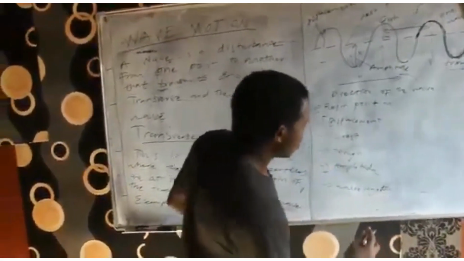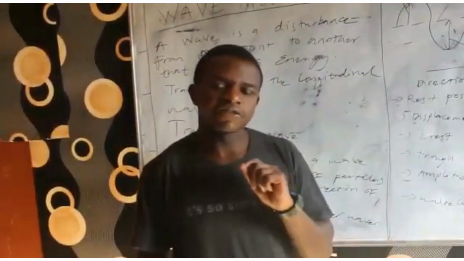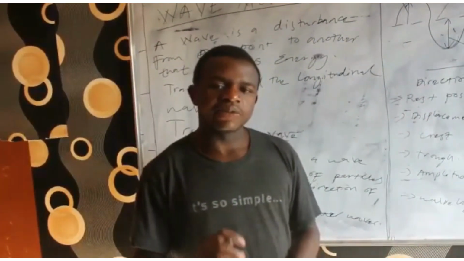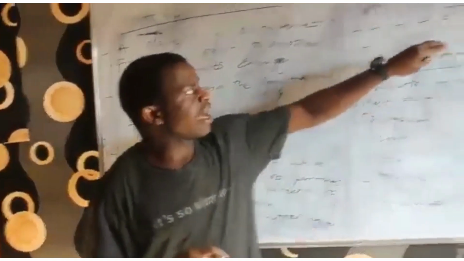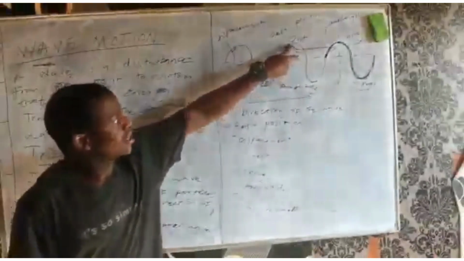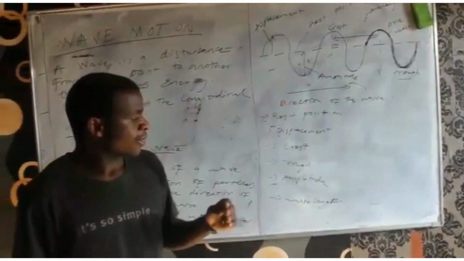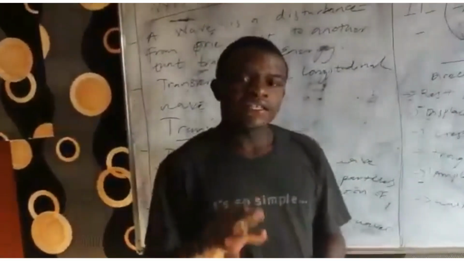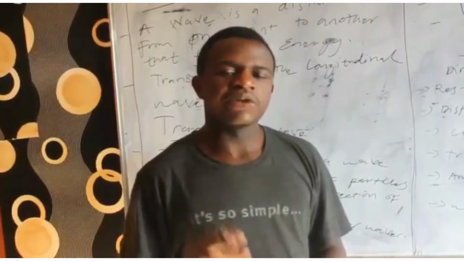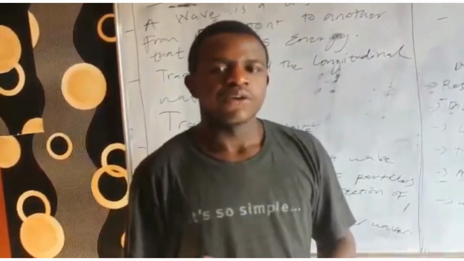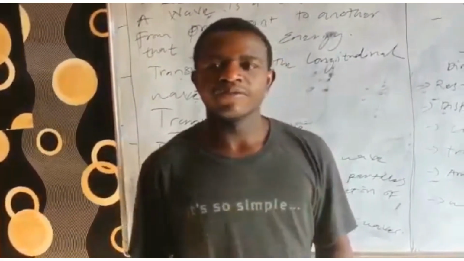The wavelength is defined as the distance between two successive troughs or two successive crests. From the diagram, I used my crest, this part and this part. But in other books, the wavelength is defined as the distance in which a wave repeats itself. So we are going to proceed. The next thing that we're going to talk about is the longitudinal wave.